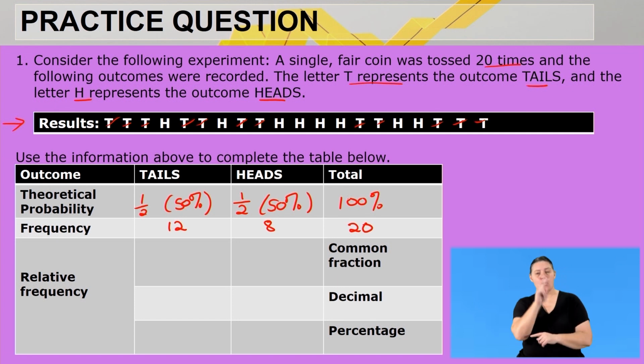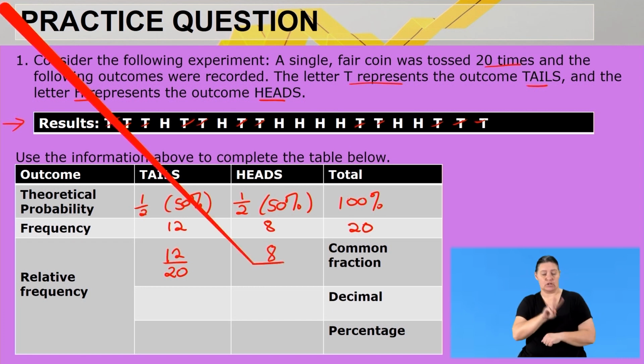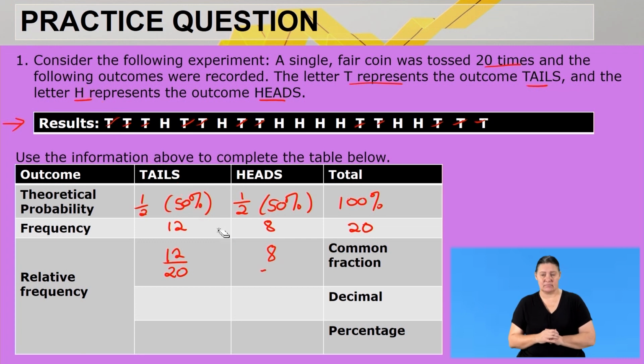Now let's look at the relative frequency. So the relative frequency of tails will be 12 over 20, as a common fraction. Then the relative frequency of heads, therefore, will be 8 over 20. Let me just write that down, 8 over 20. Then what else are we looking for?